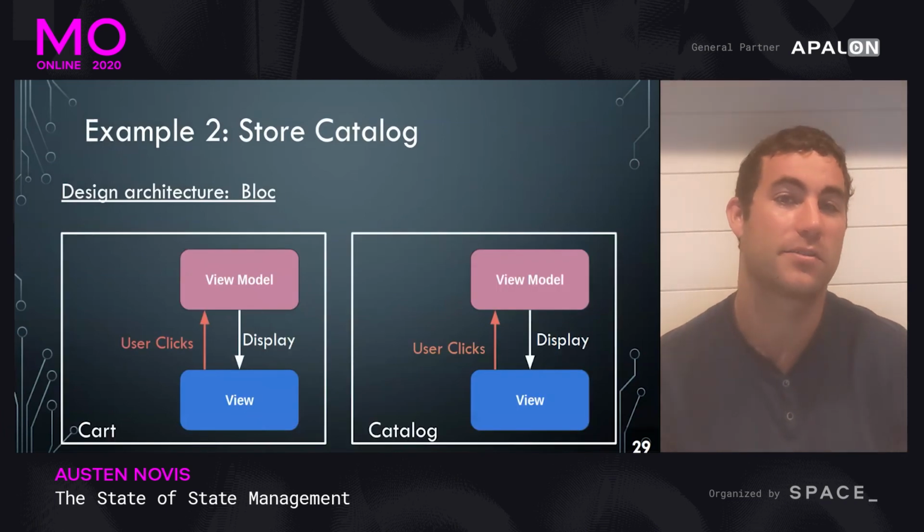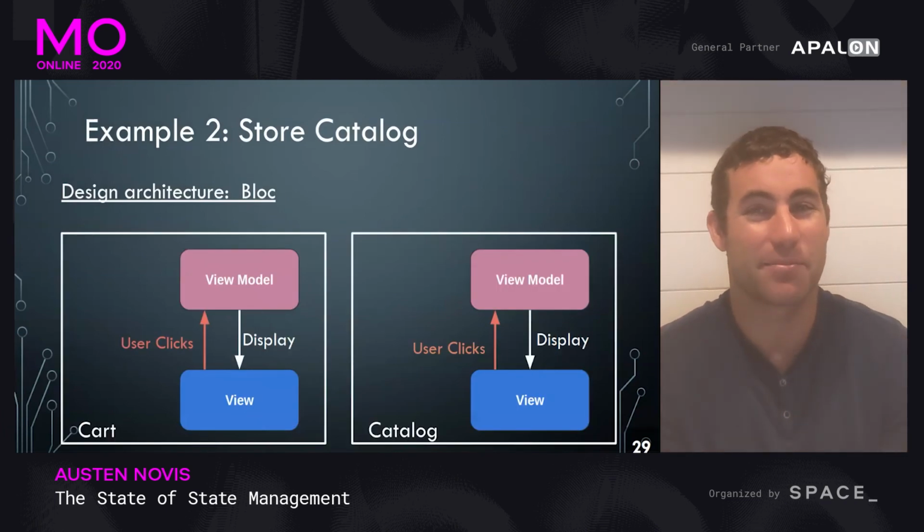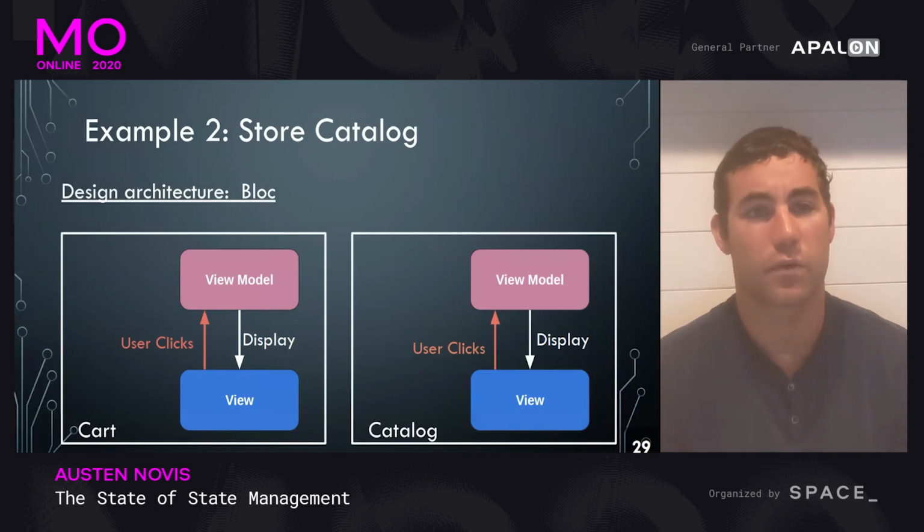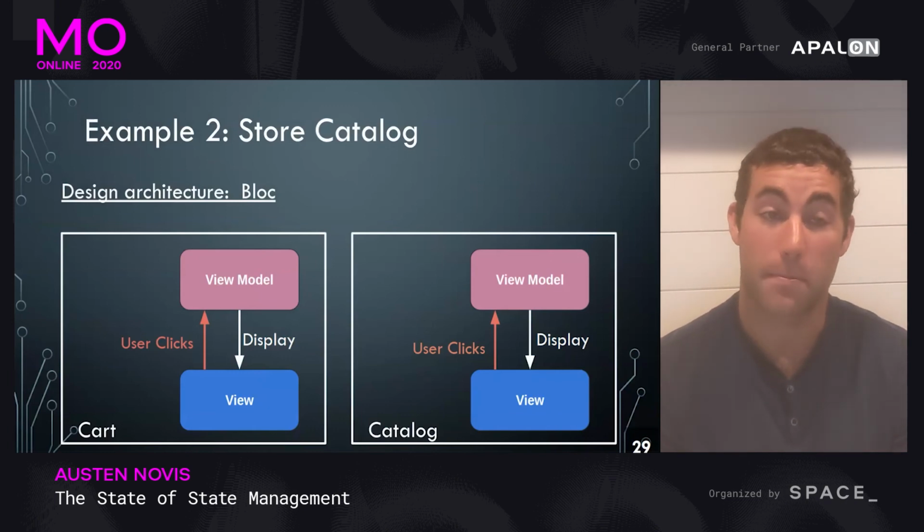Finally, the block framework can be implemented by creating separate blocks for the cart and the catalog. Clicking on a product to retrieve reviews will trigger the catalog block to retrieve the reviews and render them in the view, while adding a product to the cart will trigger the cart block to add the product and re-render the cart.